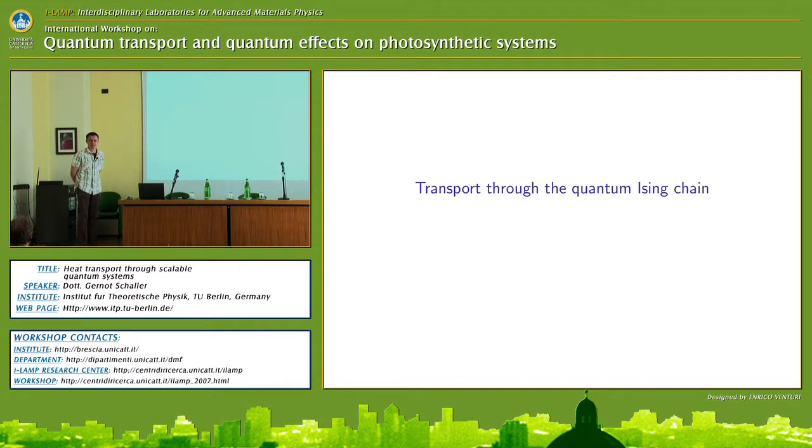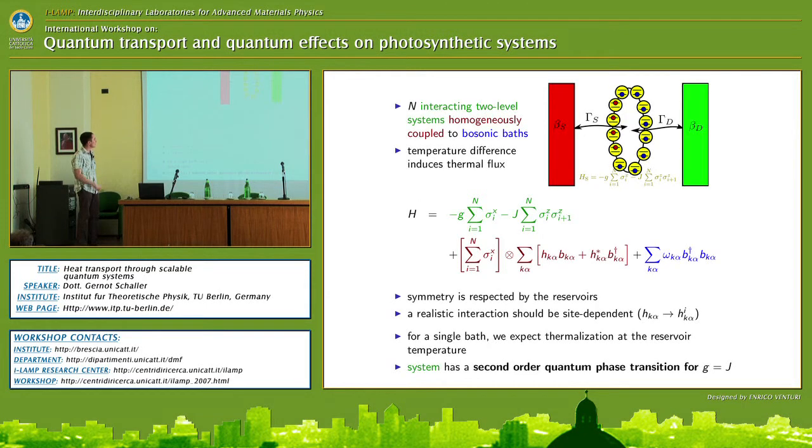And with this, if I have still a bit of time, I would like to discuss the Ising model as the next generalization. So here, instead of non-interacting systems, we do have a spin chain, which is described by this Hamiltonian. So you have some paramagnetic term, some external magnetic field, and this is some ferromagnetic interaction term. And basically the same interaction with the two baths. They are also bosonic. Now, here also the symmetry of the system is respected by these reservoirs, and for a single bath we would also expect thermalization.